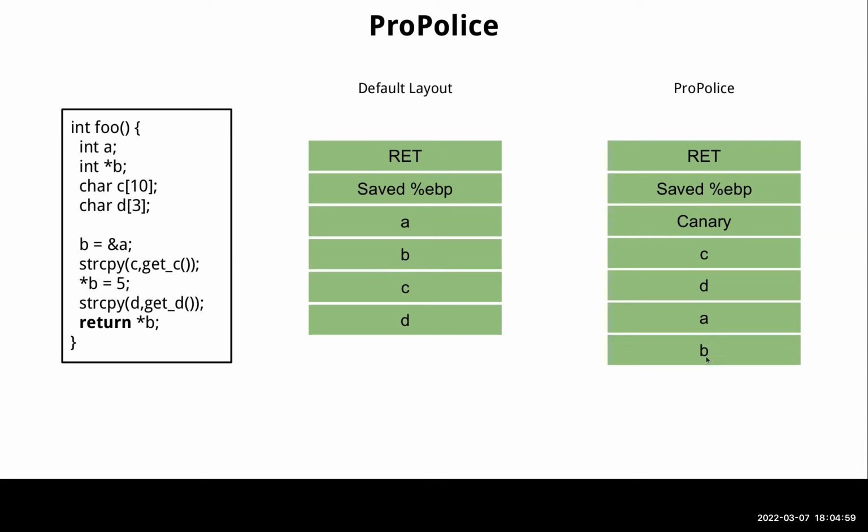So in this approach, we have A and B at the bottom, C and D here. D may override C, of course. C may still override the canary. Then the program will crash. So there is no way to override A and B. So that is just a single approach proposed by IBM.